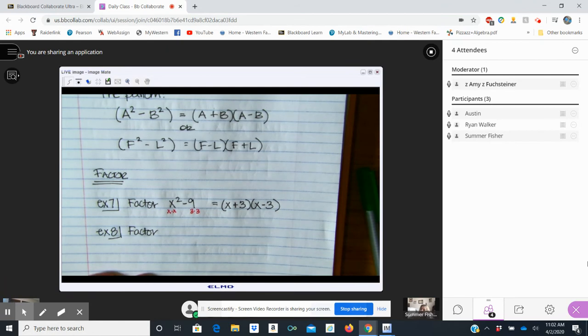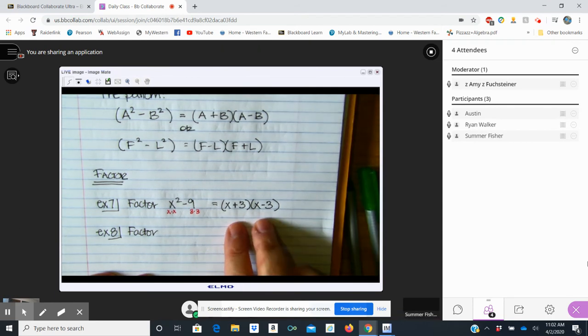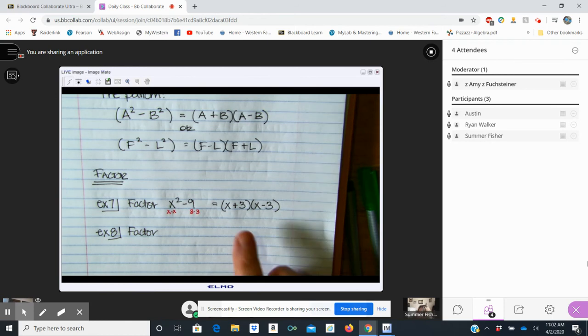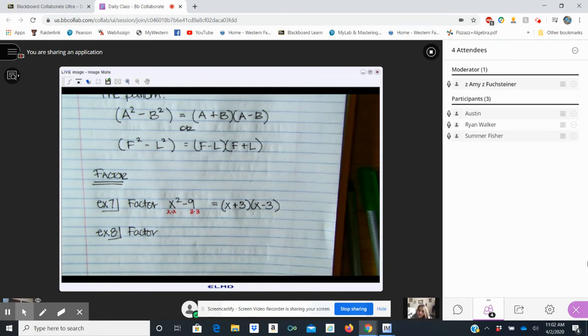You look at that and you want to sort of condense it like we did the last one, but we can't because they are different factors.